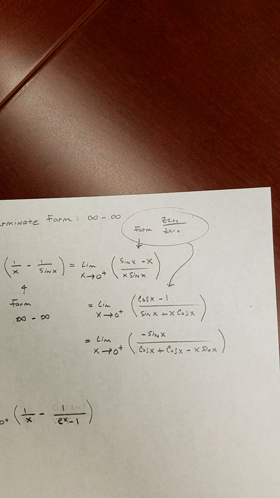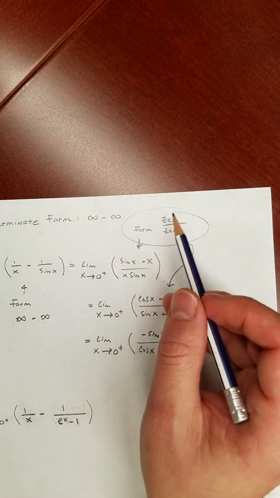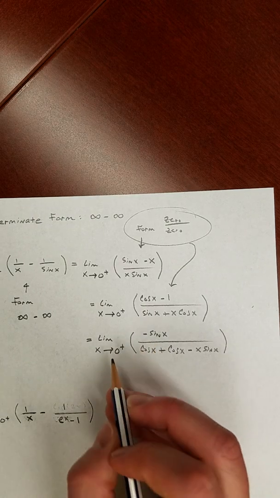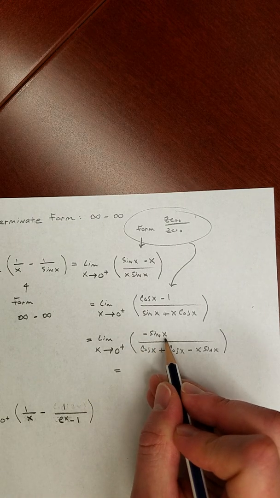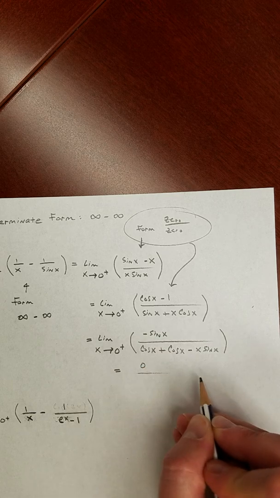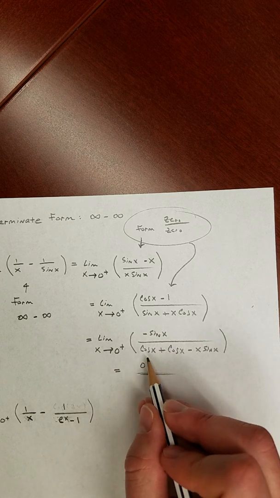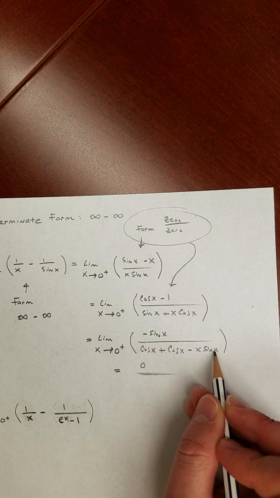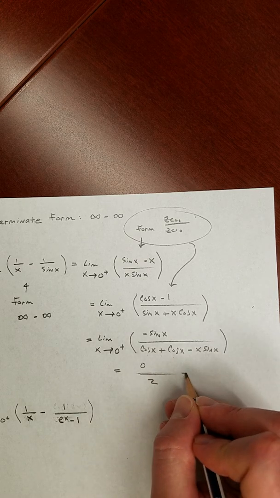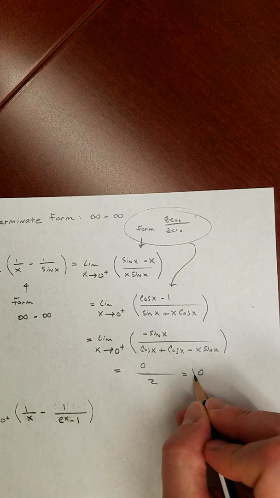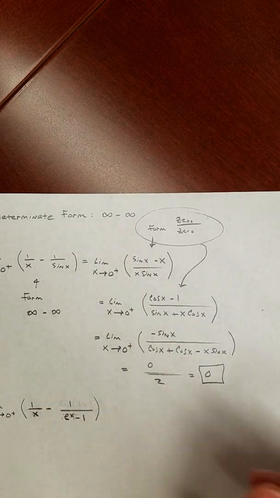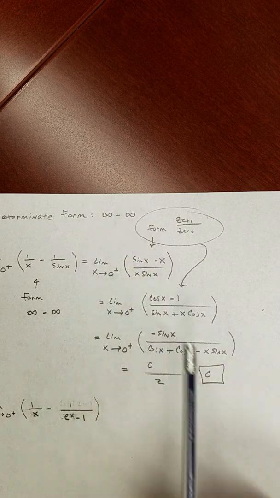Now hopefully this is not an indeterminate form anymore and I can get my answer. If x goes to 0 from the right, sine x is 0. And down here, I'll get 1 plus 1 minus 0. So I'll get 0 divided by 2. 0 divided by 2 is 0. So if you thought, well, obviously infinity minus infinity is 0, you'd be right.